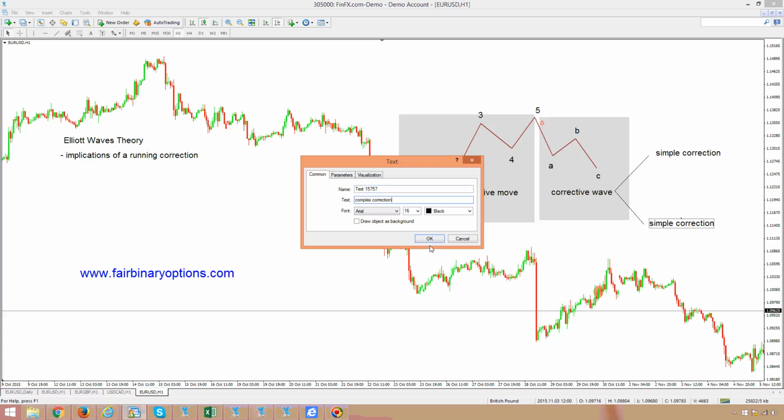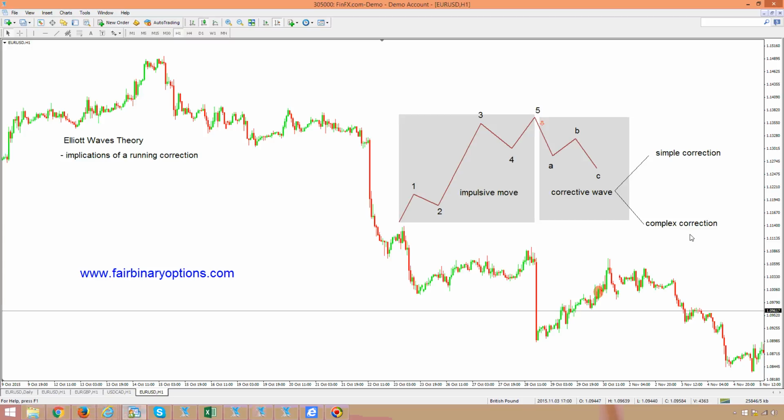A complex correction. Now, when it comes to corrective wave and Elliott-Wave theory, you gotta think of this corrective wave not being only the ABC that follows a 1, 2, 3, 4, 5, because an impulsive move is also this one, basically the first wave, and the third wave, and the fifth wave in an impulsive. These are impulsive moves of a lower degree. Corrective waves, ABCs, simple or complex, are also the second wave and the fourth wave in a classical impulsive move. So that is really important to understand.